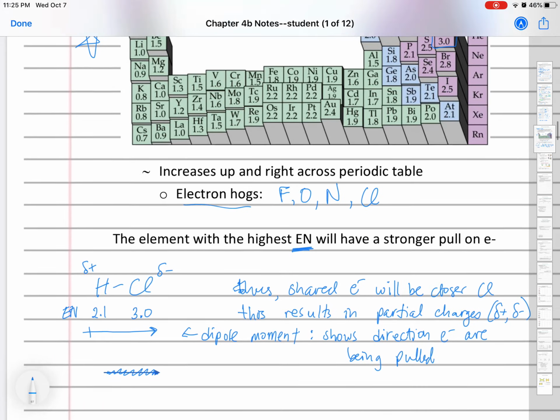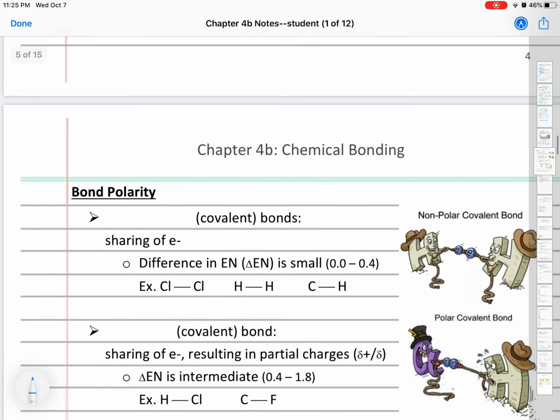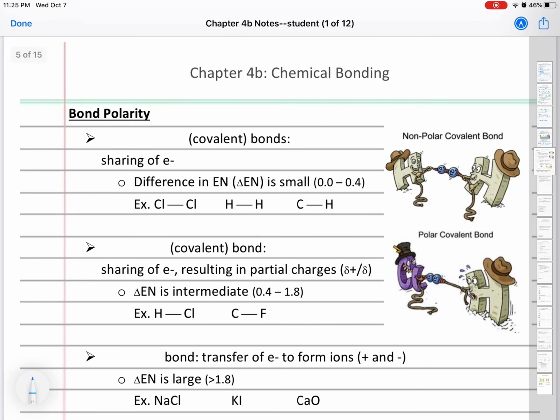Okay, so these electronegativity differences create unequal sharing conditions, and that leads to bond polarity. Bonds can be either polar or nonpolar. We'll start with a nonpolar bond. Polar and nonpolar are both describing covalent bonds, so a nonpolar bond is by definition a covalent bond. The more complete term is a nonpolar covalent bond, but usually people don't say the covalent part. They just know it.